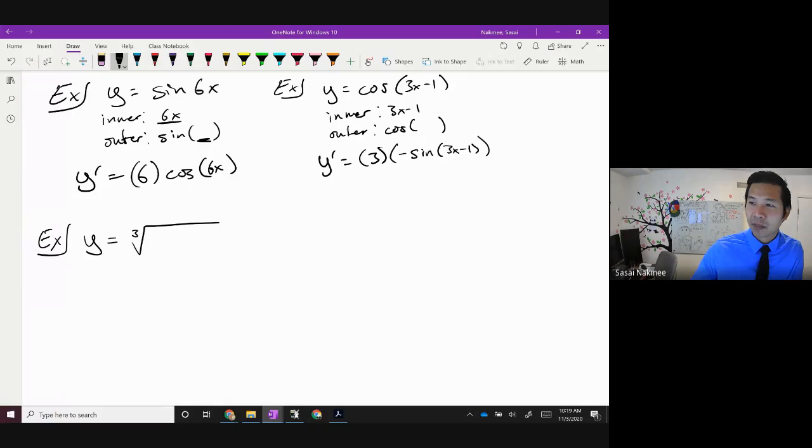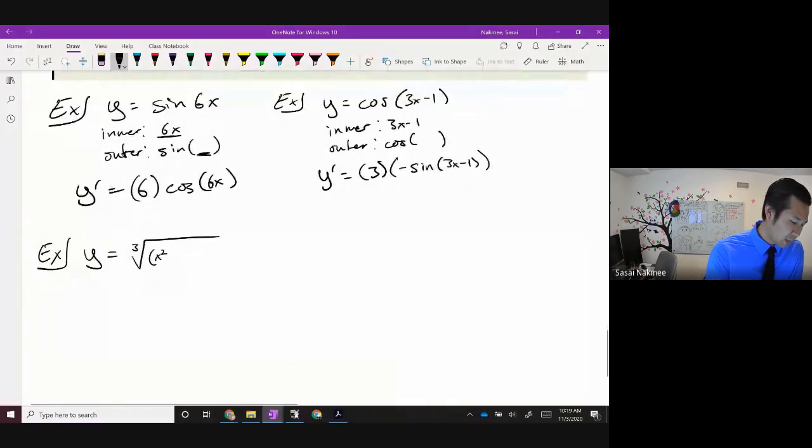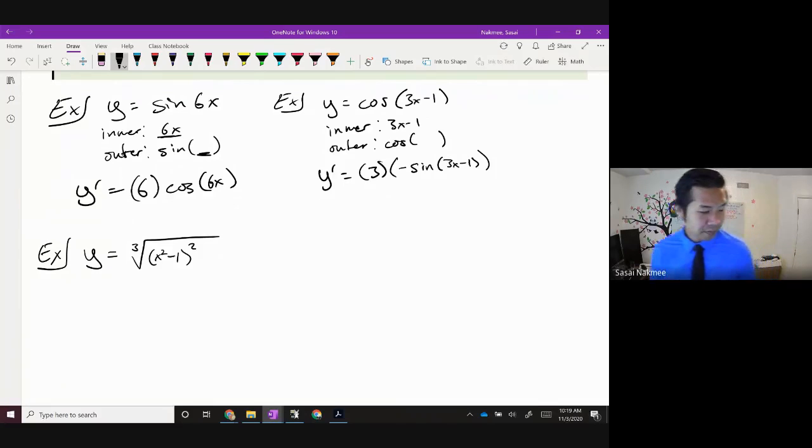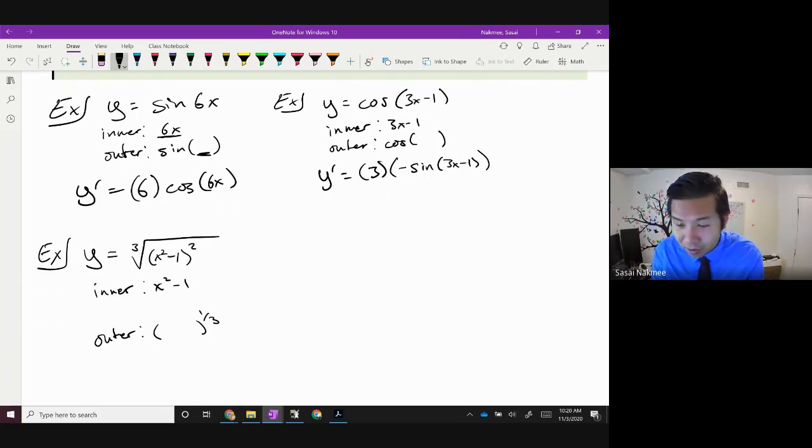But what if instead I wanted to make it a little bit more complicated, a little bit more challenging? Let's say it was the cube root of x squared, wait, was it plus 1 or minus 1? Minus 1. The cube root of x squared minus 1, squared. Here's the thing: my inner function before was x squared minus 1, and then my outer function was the cube root.